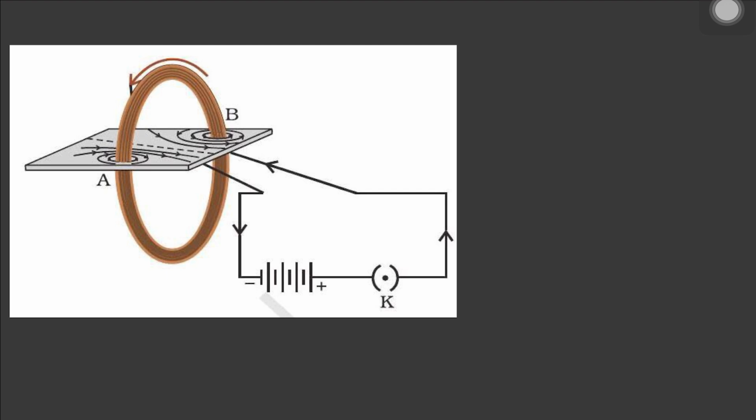But here we are worried about the pattern. We are changing the shape of the conductor also. Earlier it was a straight conductor. Now we have a circular conductor. So we will be observing the pattern of the magnetic field lines.